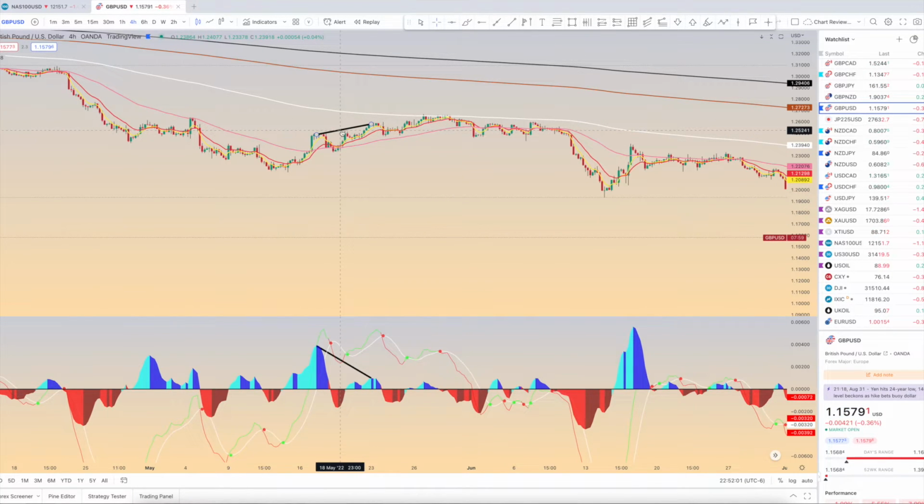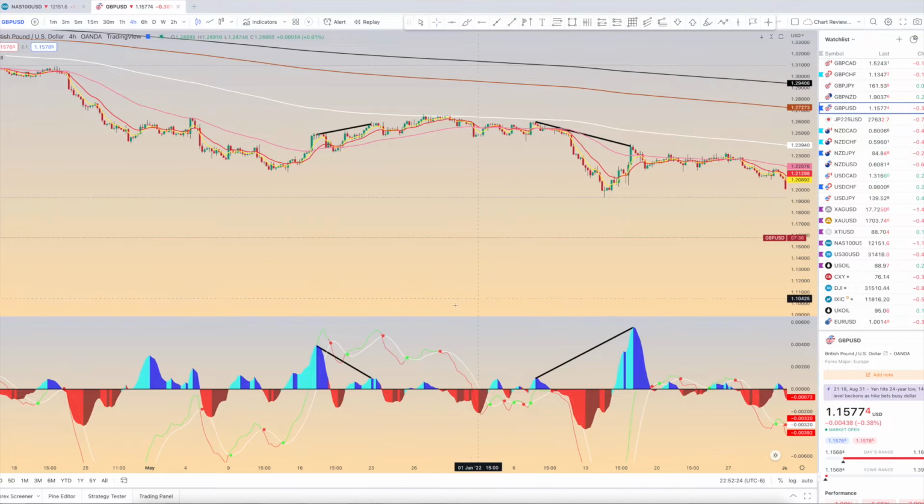This is a bearish divergence. We go from peak to peak right here. Okay. There is one that we're going to have to find. Oh, here's a good one. So here to here, right? So both of these are bearish divergence.